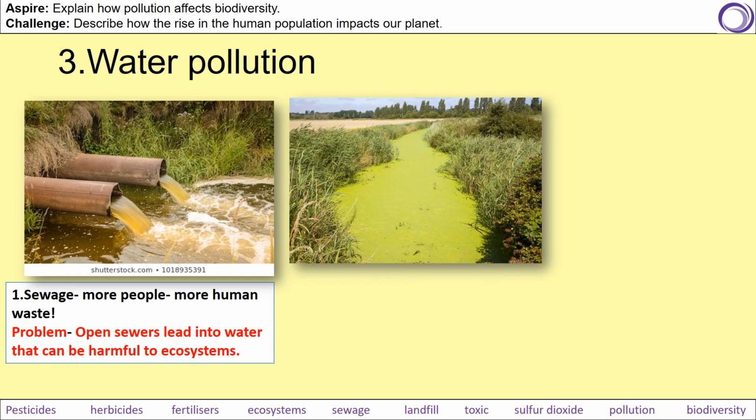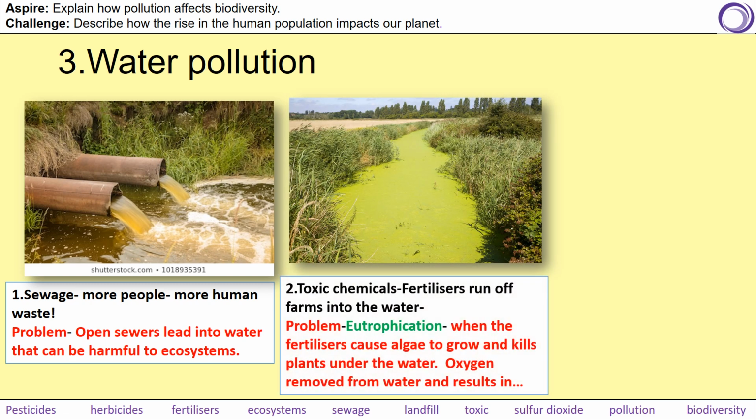A second example of water pollution includes the use of toxic chemicals running into our rivers and streams as a result of fertilisers used on farms. Fertilisers are important for farmers to enable crops to grow. However, if it runs off as a result of the rain washing it through, then it causes a process called eutrophication. This simply means a process where algae grows on top of the water, blocking off the light to the plants underneath. If that's the case, photosynthesis won't happen and oxygen is removed from the water.